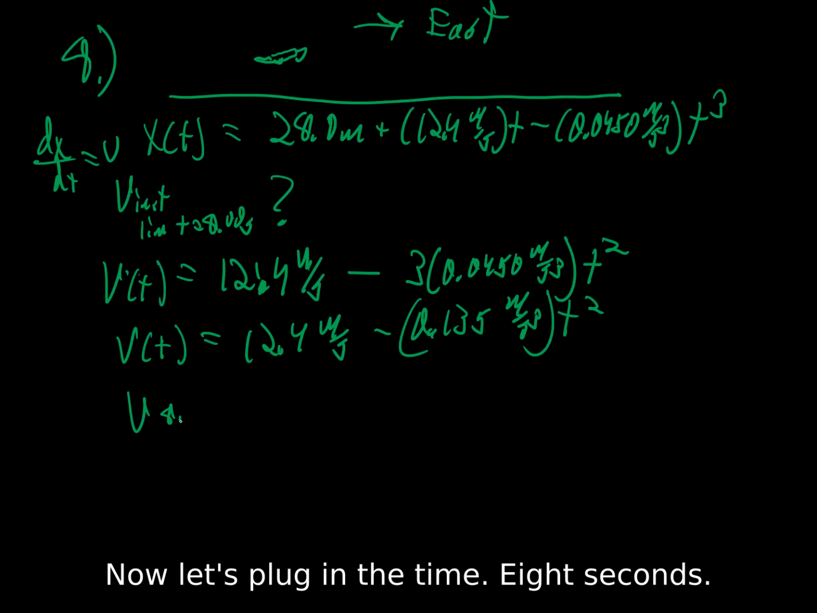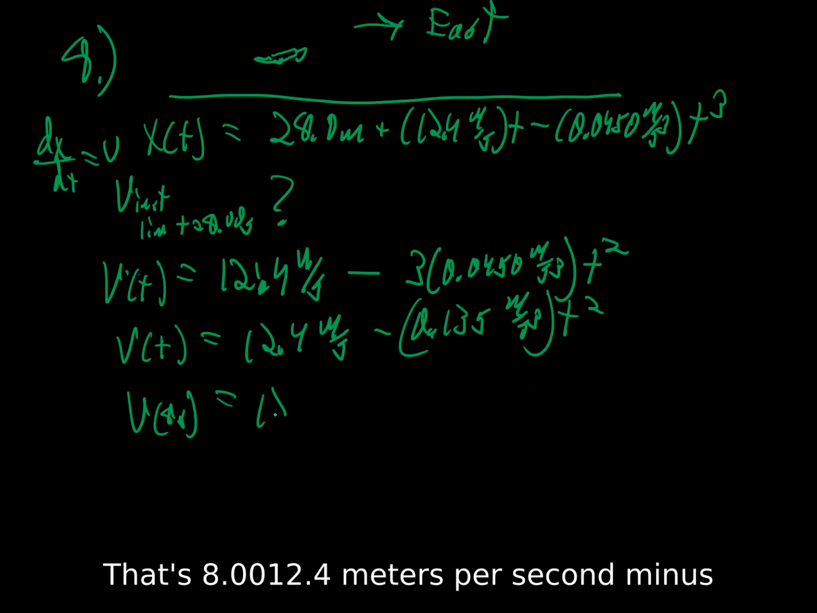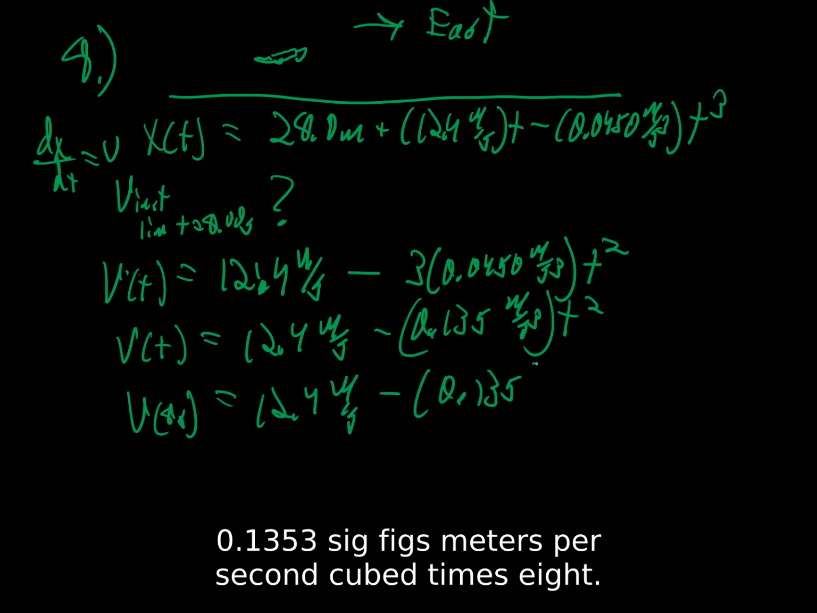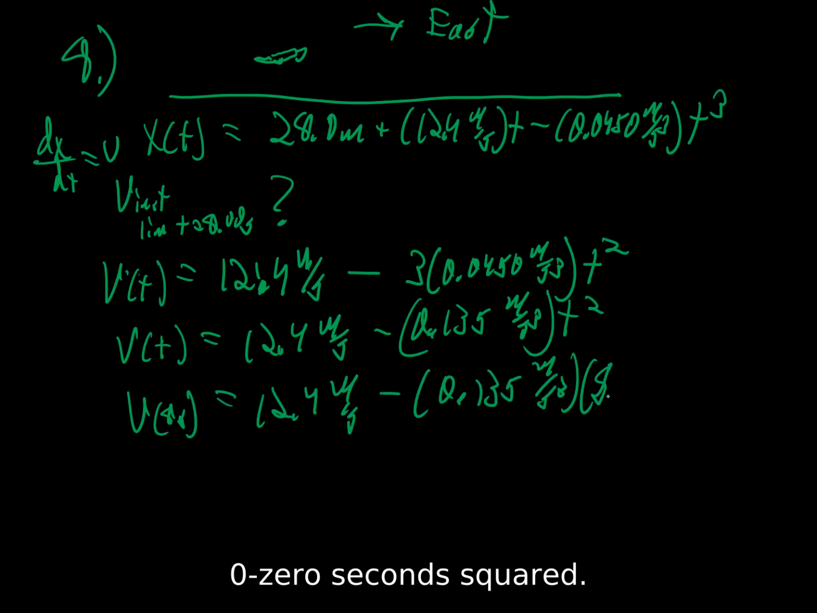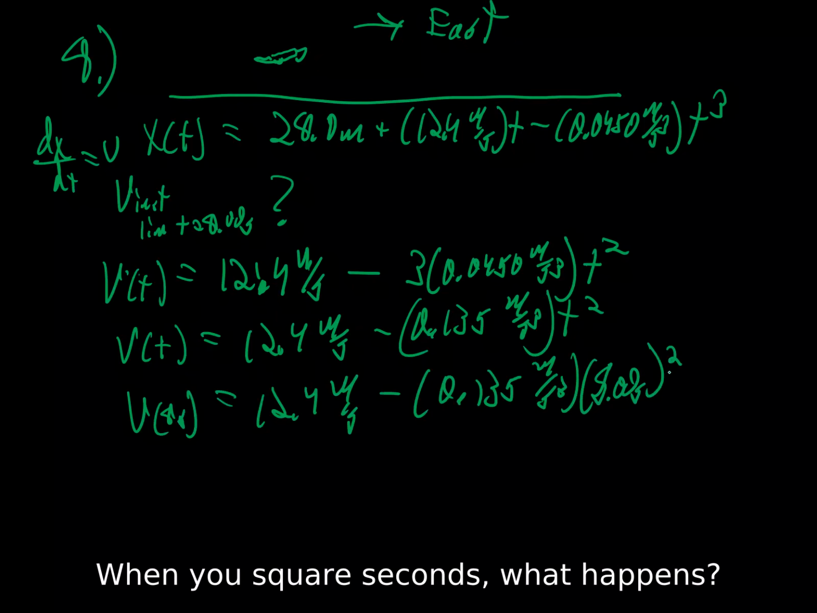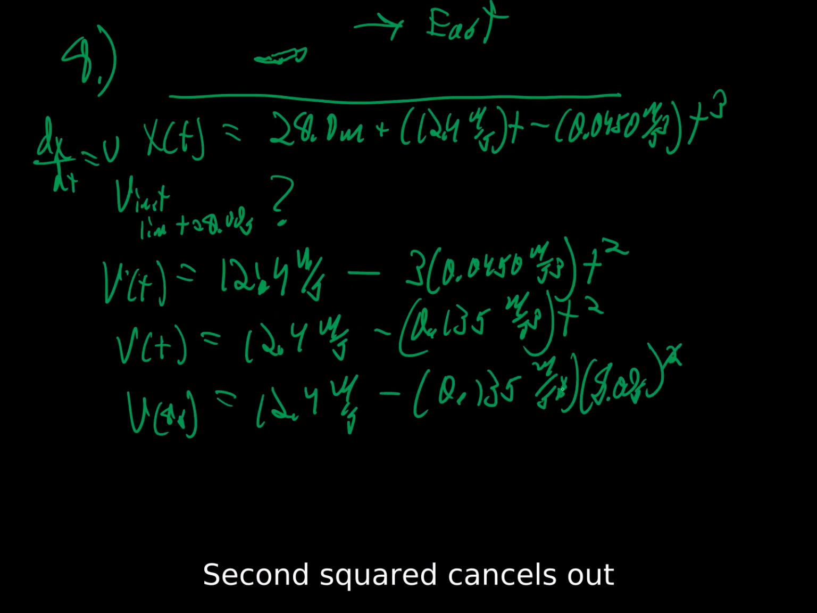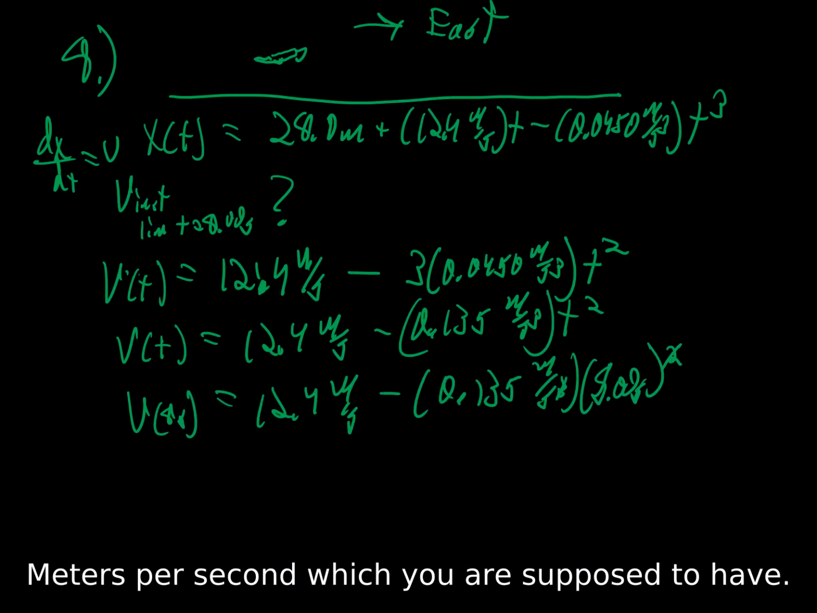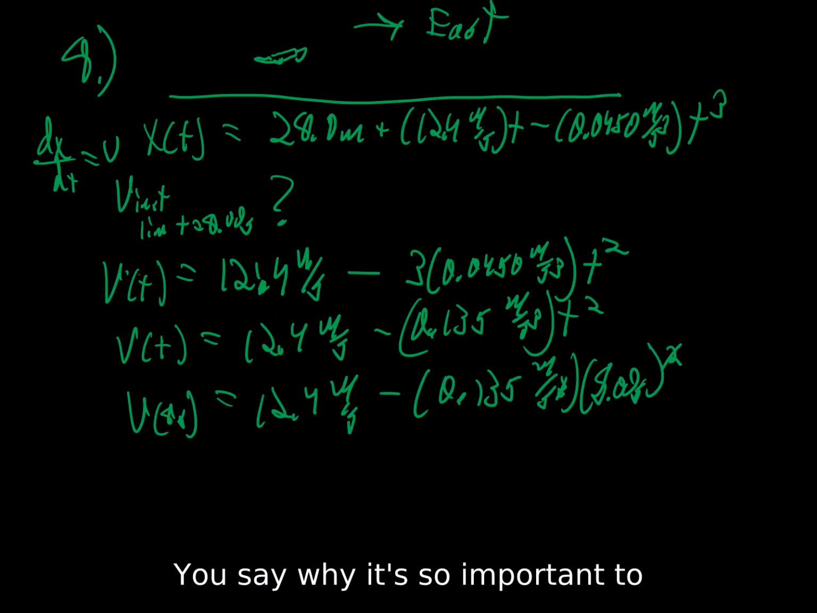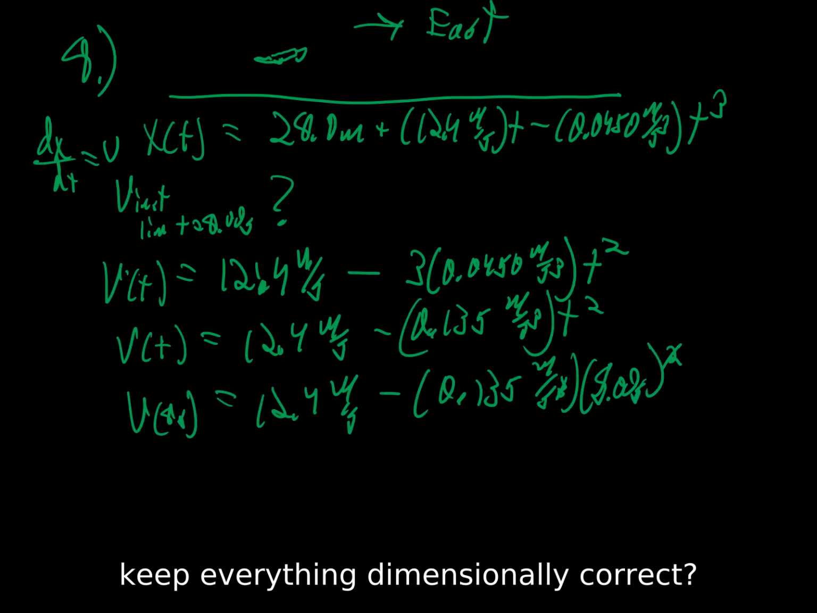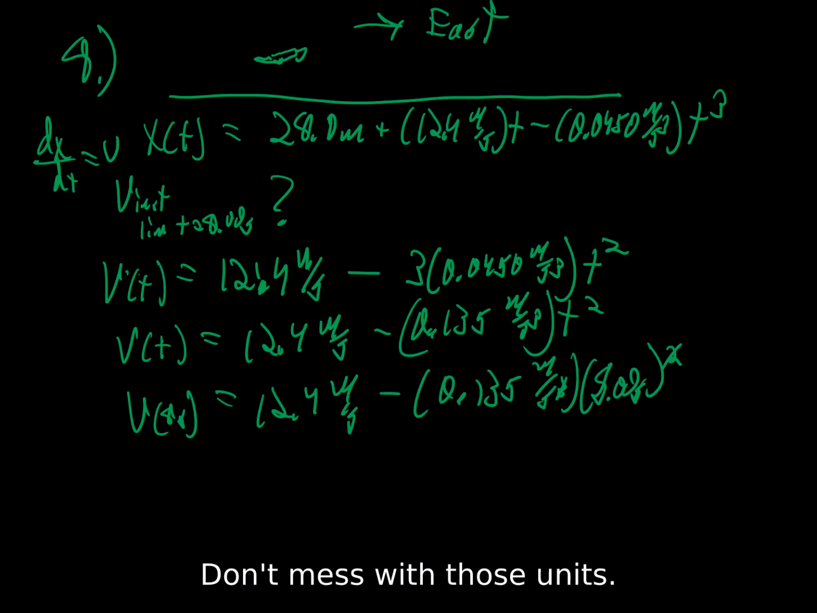Now let's plug in the time. 8 seconds, that's 8.00. 12.4 meters per second minus 0.135, 3 sig figs, meters per second cubed, times 8.00 seconds squared. When you square seconds, what happens? Seconds squared cancels out the cube and leaves you with meters per second, which you are supposed to have. You see why it's so important to keep everything dimensionally correct. Don't mess with those units.